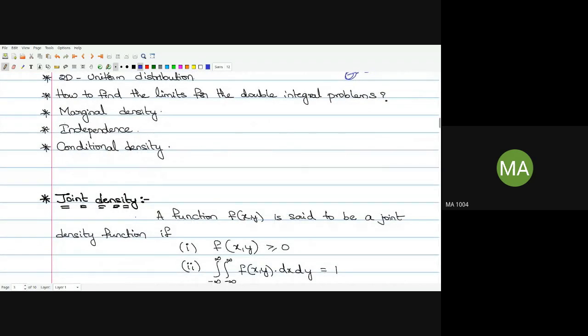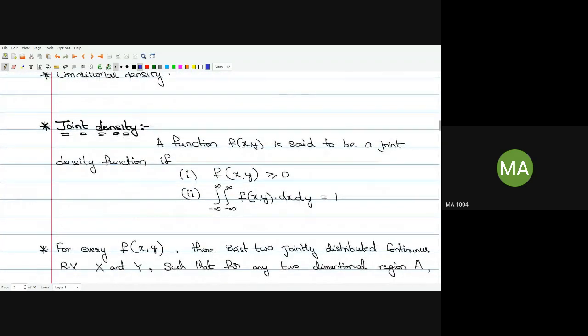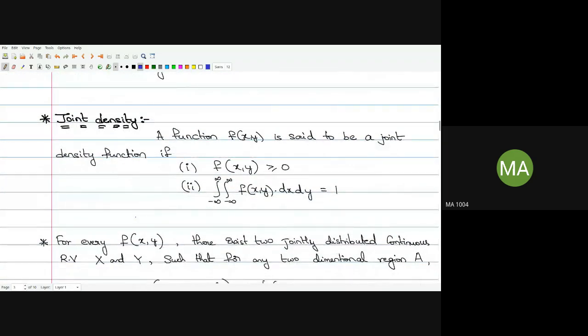So let us start one by one. Let us start with joint density. In week 4, we saw what the probability density function is for one random variable. It will be the same kind of thing, but here we have two variables.